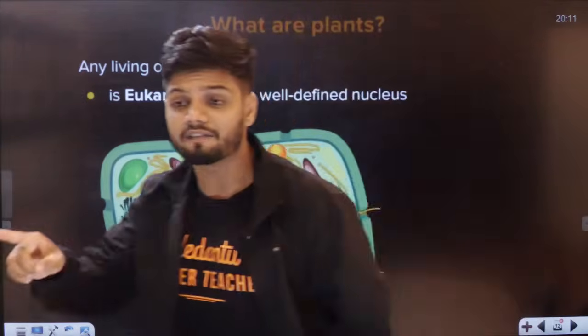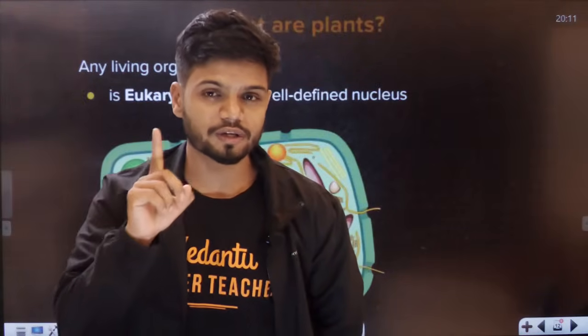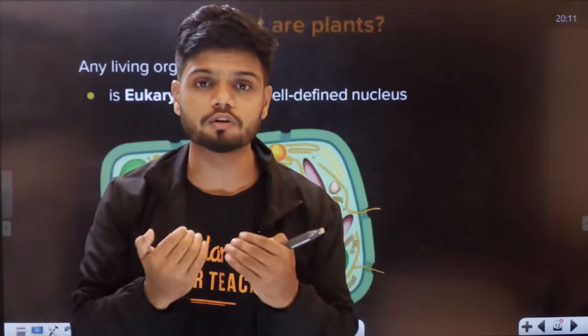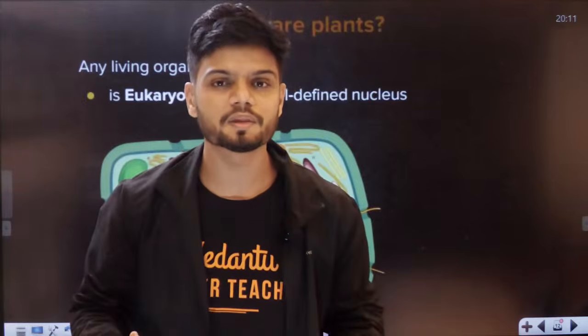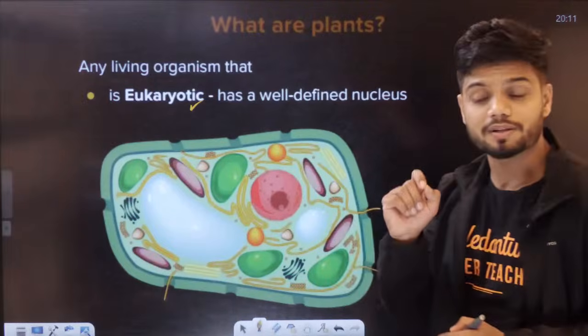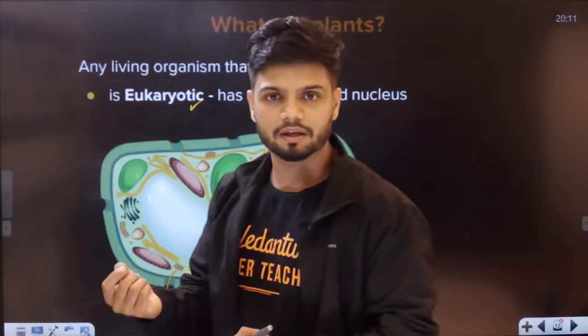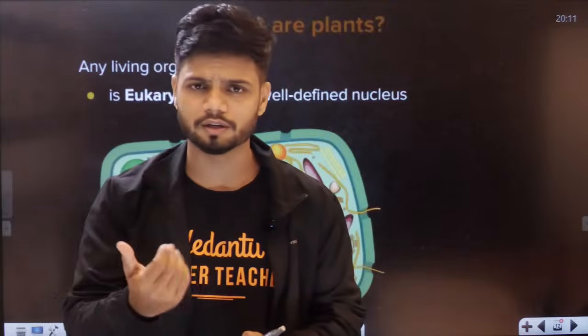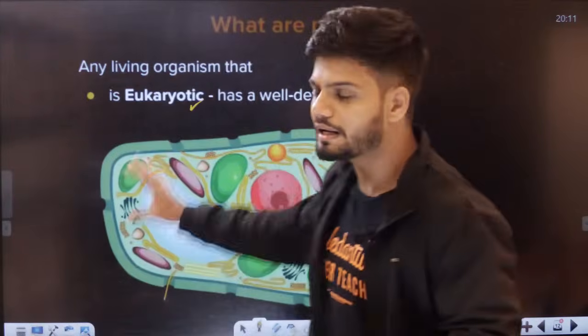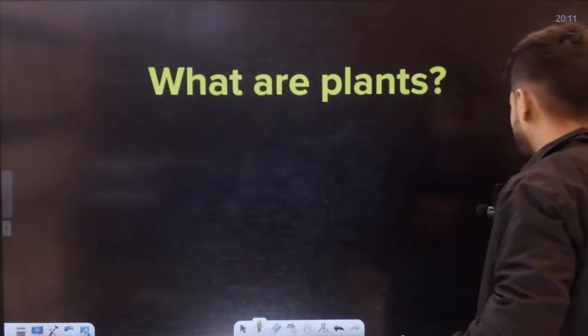So obviously, plants also have eukaryotic cells, students. If they have eukaryotic cells, do they have a nucleus? A well-defined nucleus, a nuclear envelope, Golgi bodies, everything. Yes, they do. So plants also have them. Some plants can be unicellular, like Chlamydomonas, but generally they are multicellular in nature.